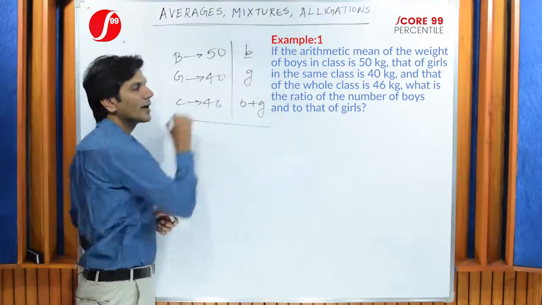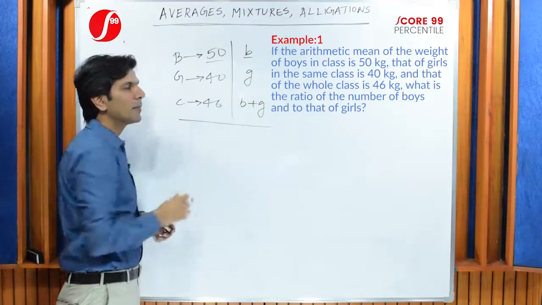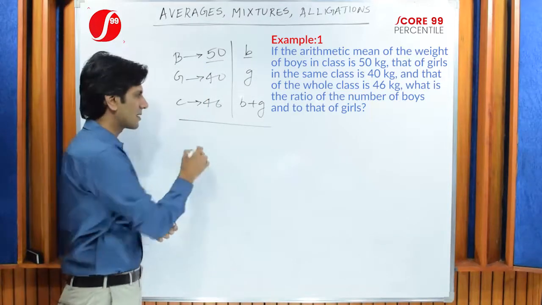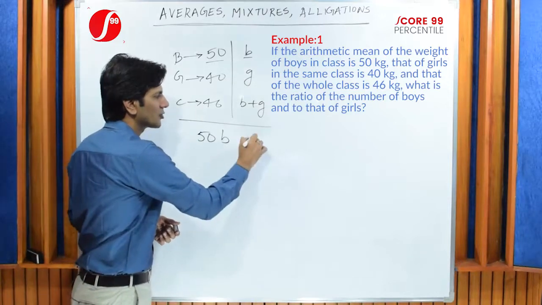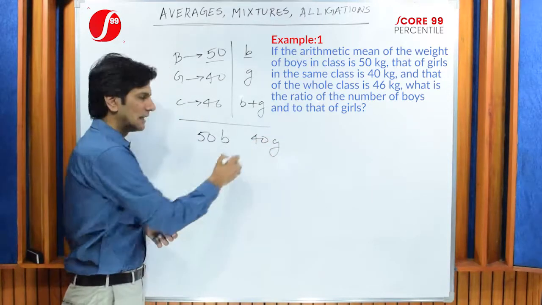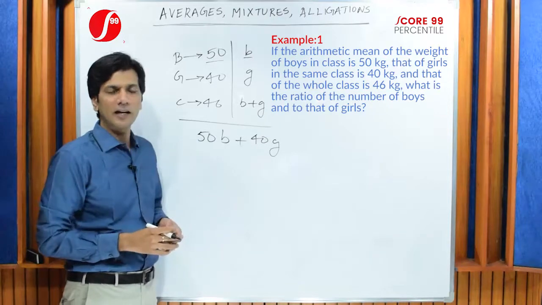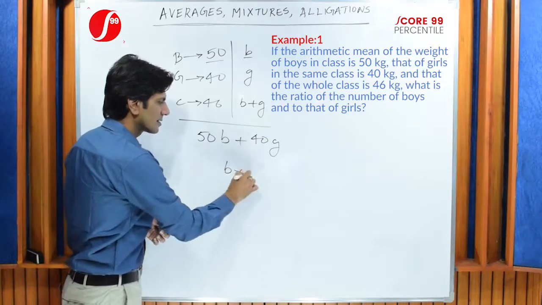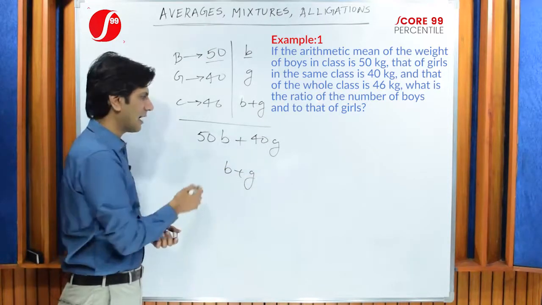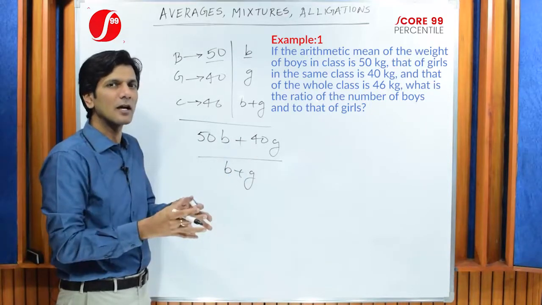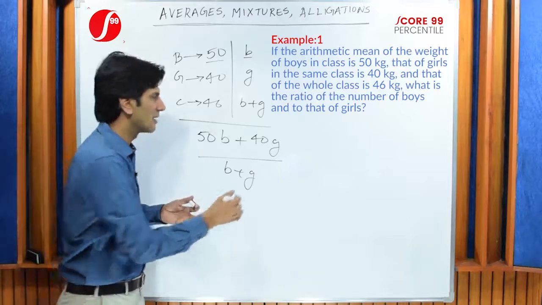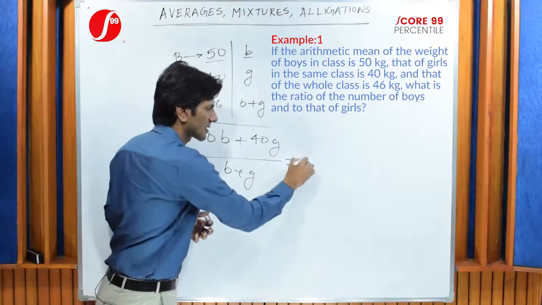If there are B boys in the class, 50 being the arithmetic mean of B boys, the total weight of B boys should be 50B. Likewise, the total weight of G girls should be 40G. This should be the total weight of your entire class. Since B plus G is the total number of students in your entire class, total weight by total number of students should give you the arithmetic mean of the weight of your class, which is nothing but 46.